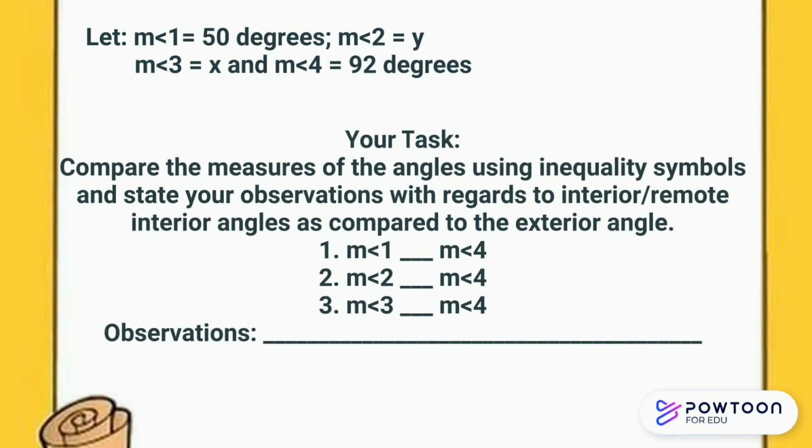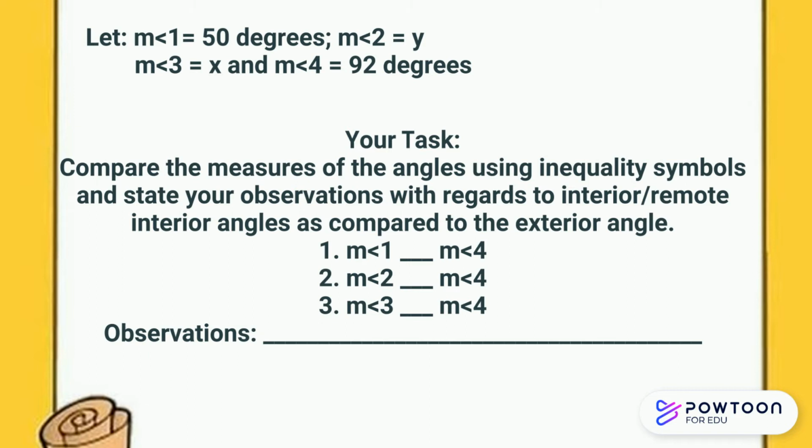Now, your task. Compare the measures of the angles using inequality symbols and state your observations with regards to the interior as well as to the remote interior angles as compared to the exterior angle. Number 1. The measure of angle 1 blank the measure of angle 4. Number 2. The measure of angle 2 blank the measure of angle 4. And number 3. The measure of angle 3 blank the measure of angle 4.